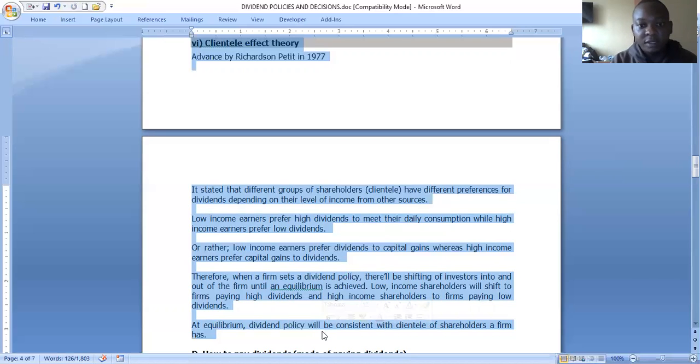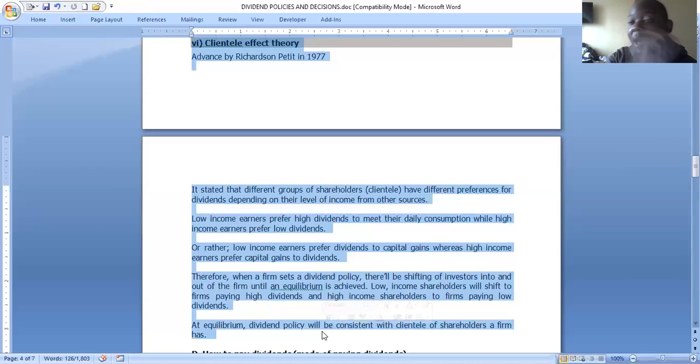I hope you get the difference. So with time, the business will have a certain clientele of shareholders. If the firm has been paying high dividends, the firm will likely be having low income earners. So maybe let me repeat. If the firm has been paying high dividends, the firm will have attracted low income earners as its shareholders.